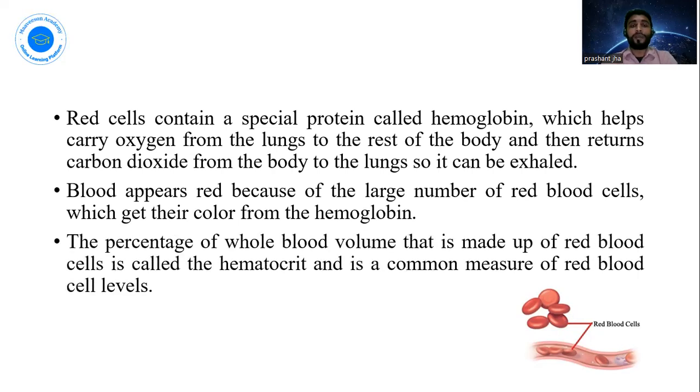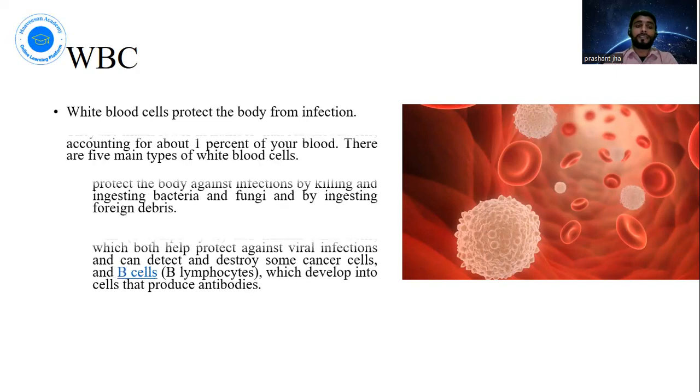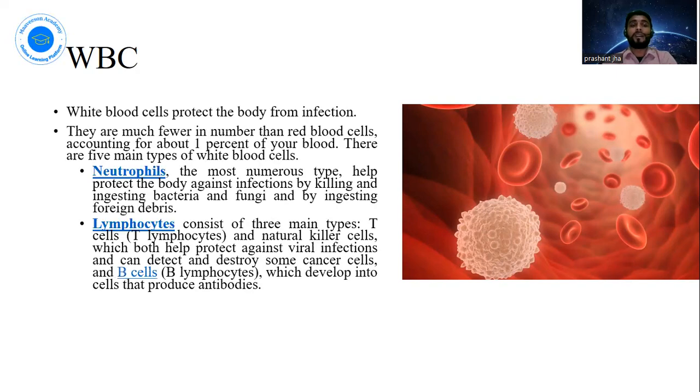The percentage of whole blood volume that is made up of red blood cells is called the hematocrit, and it is a common measure of the red blood cell level. Next component is the WBC, that is white blood cell. The white blood cells protect the body from infection. They are much fewer in number than the red blood cells, accounting for about 1% of your blood.